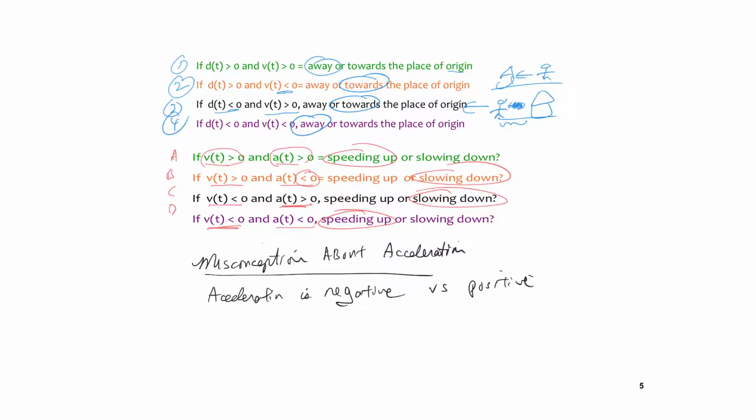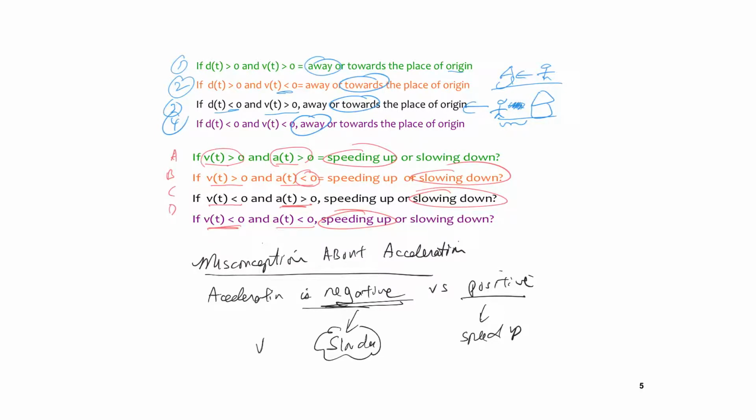So I'd like to talk a bit about the misconceptions about acceleration. Some people think that if acceleration is negative, it automatically means slow down. Or if acceleration is positive, some people think it's automatically speed up. And this is not the case because we already established a sense of direction for velocity and acceleration. So keep in mind, if acceleration is negative, it doesn't mean that you are slowing down. It really depends on the velocity.